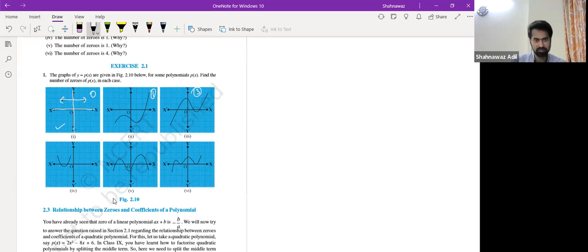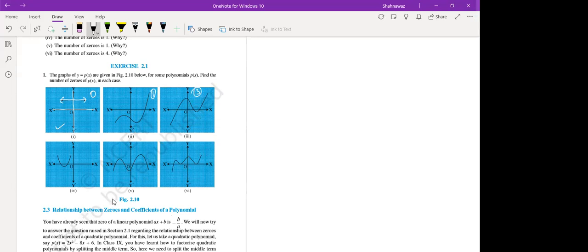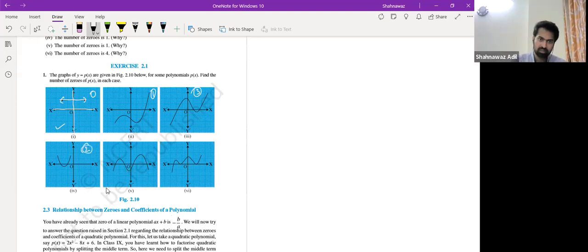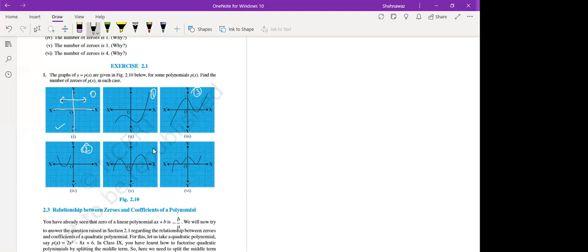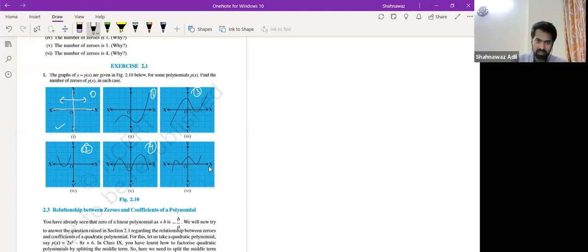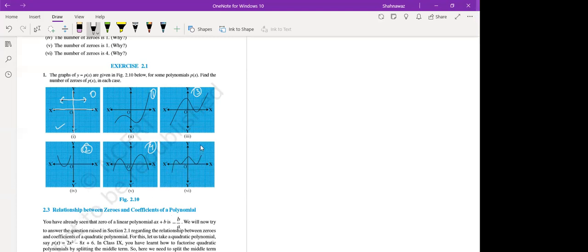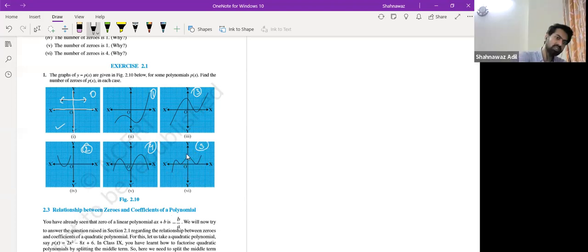So how many zeros? The fourth one has 2 zeros. This one has 4 zeros. And this one has 2 zeros. How many points does it cut the x-axis? 1, 2, 3. So 3 zeros. So this was about the first exercise of this polynomial chapter.